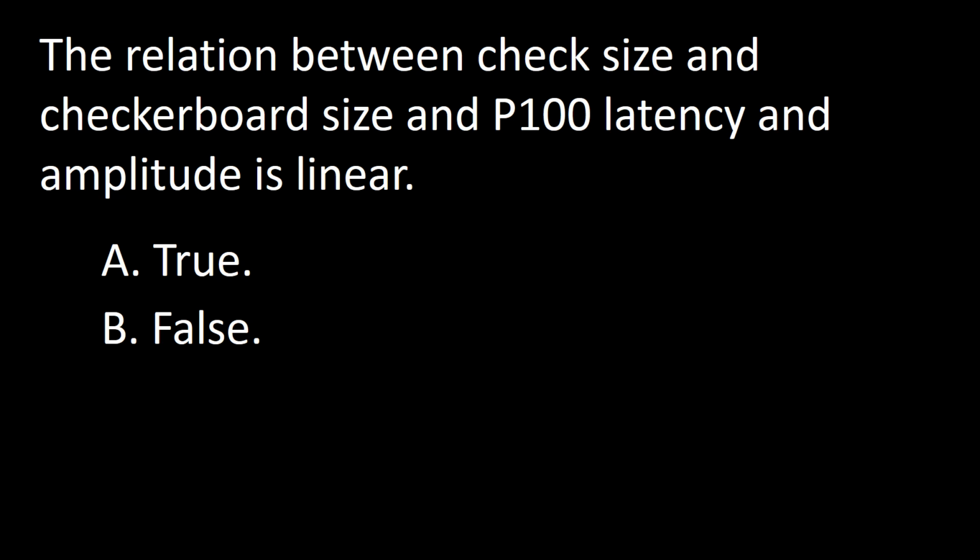Next question. The relation between check size and board checker size and P100 latency and amplitude is linear. A, true, B, false. This frame and those that will follow match check size with visual evoked potential waves. The green arrow indicates P100 amplitude and the aqua line indicates the latency of P100. In this instance, 2-degree checks, which equates to 120-minute checks, are being used. Notice the amplitude and latency when this check size is used.